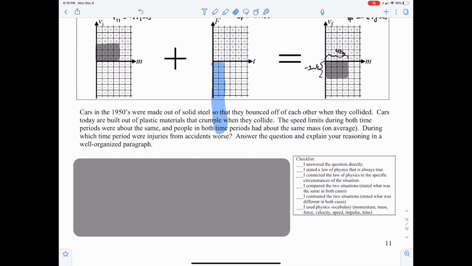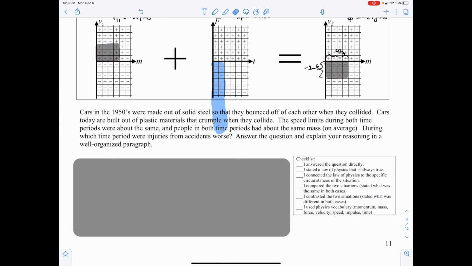In the 1950s, cars were made out of solid steel so that they bounced off each other when they collided. Back in those days, there was a thing called the demolition derby, in which cars were simply smashed into each other for recreation, for fun, for entertainment. Still happens today, but it's only done with older cars. You never really see demolition derbies with newer vehicles. Otherwise, they would just get crunched in total on the first hit.